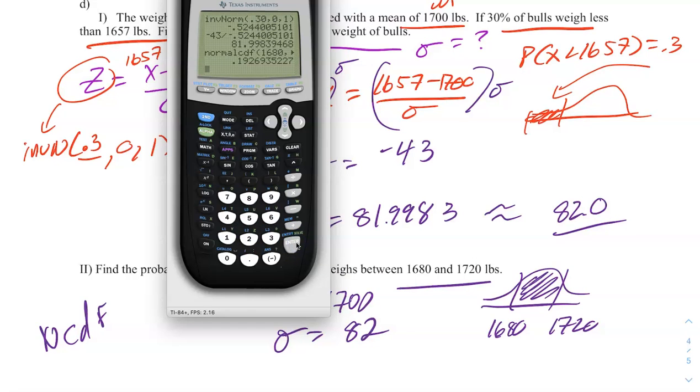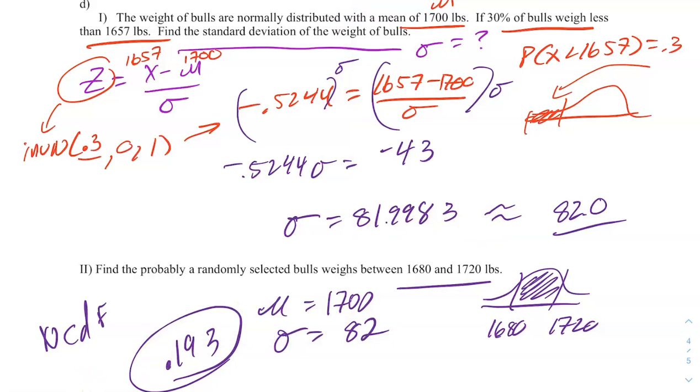My answer is 0.1926, or 3 sig figs. There we go. That's the lesson. Worksheet.